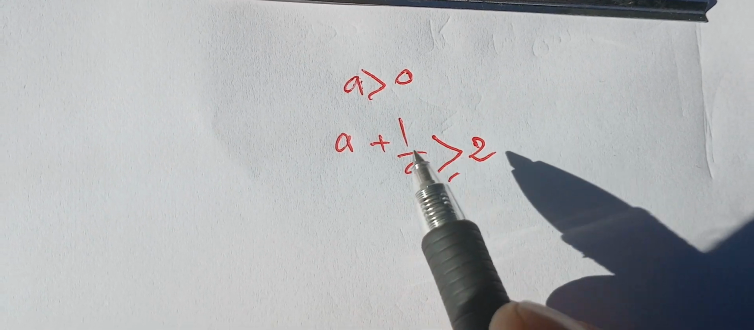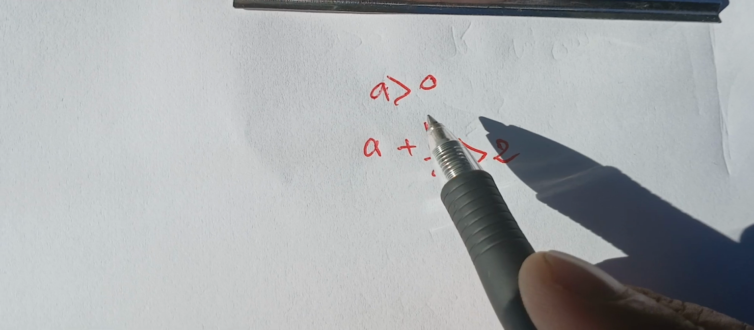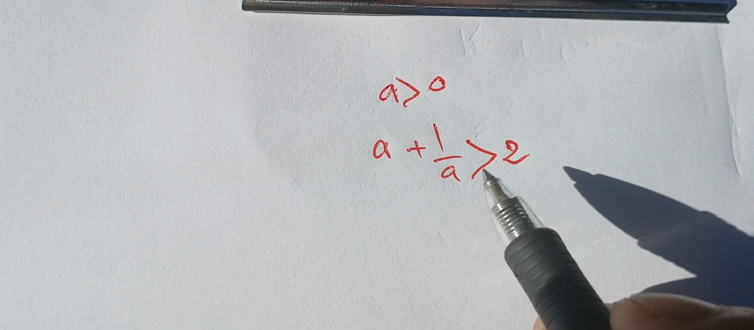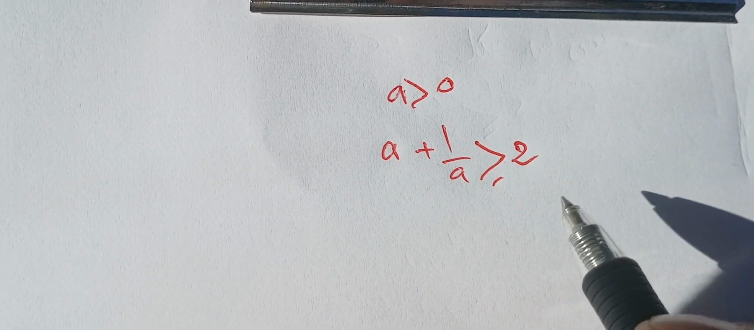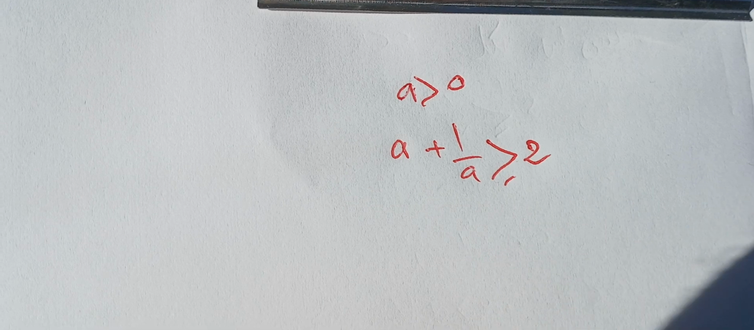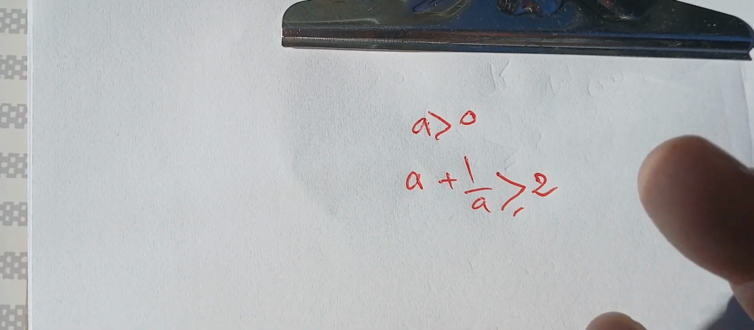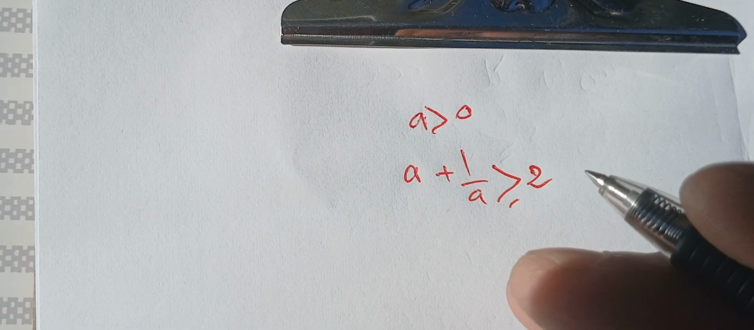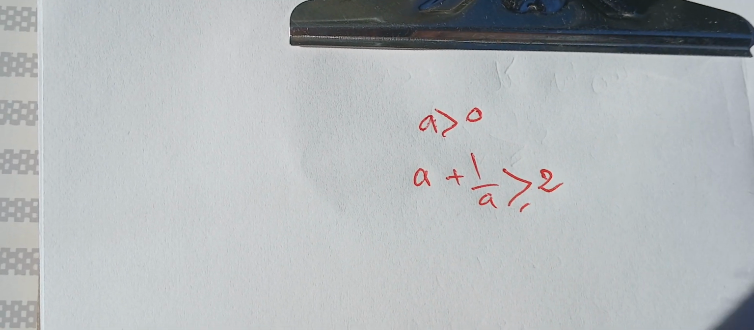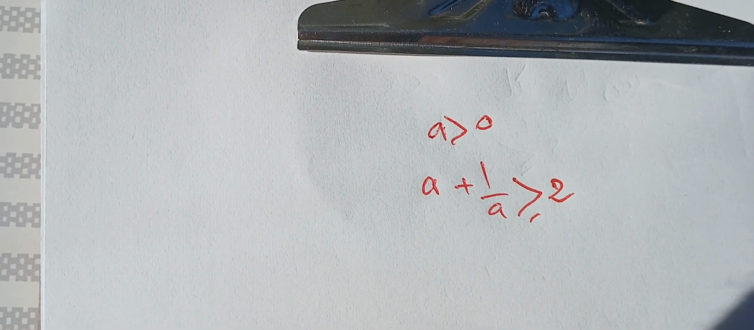Welcome back. In this video, we're going to prove that if a is strictly bigger than 0, then a plus 1 over a is greater or equal than 2. That means the sum of a number and its inverse is always bigger than or equal to 2.